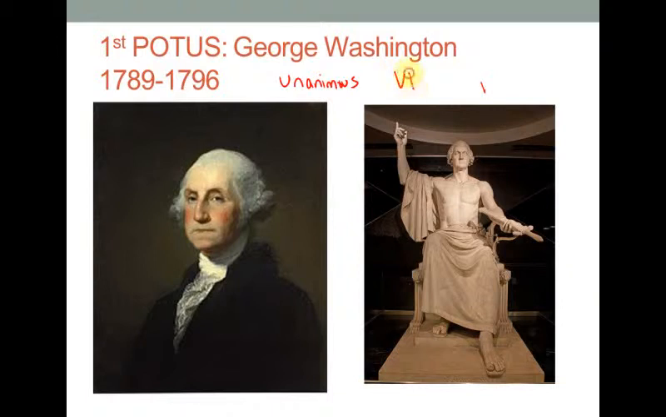His vice president, by the way, is going to be who? John Adams. John Adams will be elected to be his vice president. Now, fun fact about this statue. You don't have to know this, but it's kind of interesting. This statue was made in 1841 to make George Washington look a lot like Zeus. It's actually based on one of the seven wonders of the world.